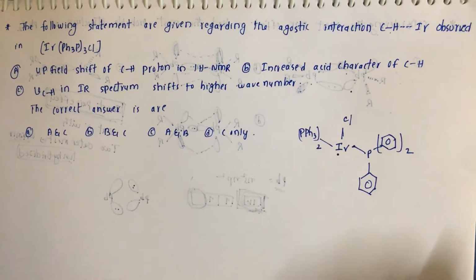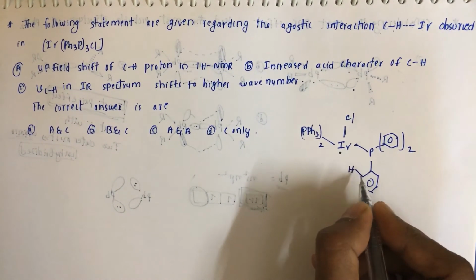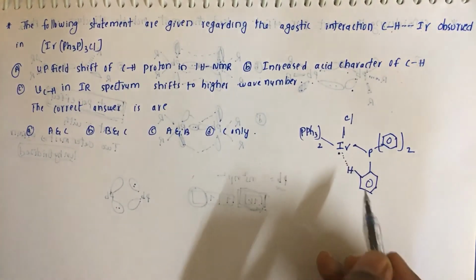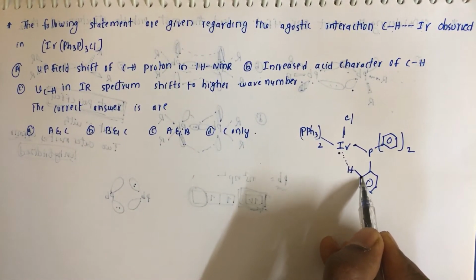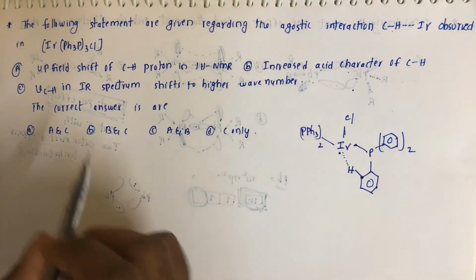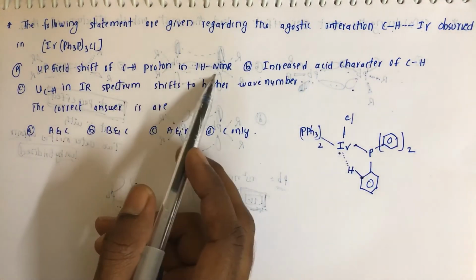So now what is the agostic interaction? Agostic interaction is nothing but this hydrogen goes from here to here. Okay, so now this hydrogen is leaving from this carbon onto the metal. So now it's a very simple question. We'll take option A, upfield shift of CH proton in 1H NMR spectrum.